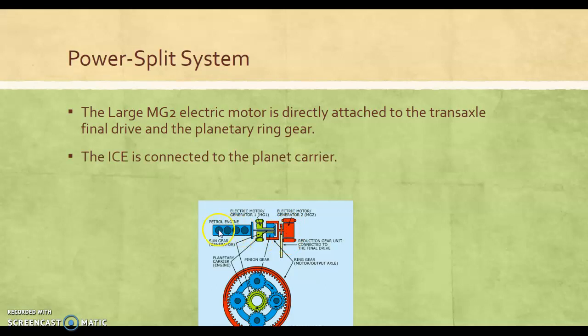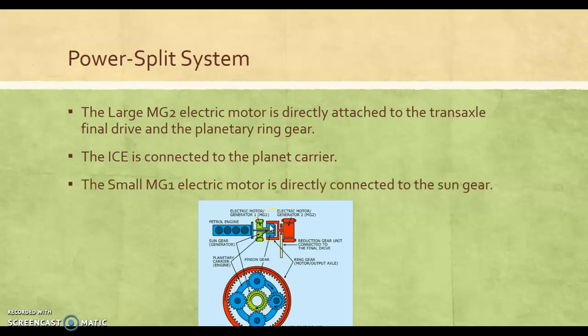Okay, the ICE, internal combustion engine, goes through the damper right here, and then there's an input shaft that goes through MG1 and the sun gear, and it connects to the planet carrier with the little pinion gears right there. A small MG1 right here basically connects that rotor to the sun gear. So between those three devices connected to the three components of that planetary gear, you get the infamous power split system from Toyota.